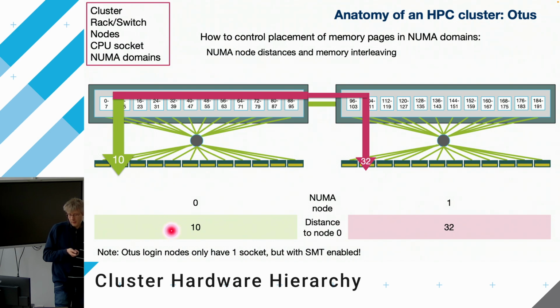Note here that the Otus login nodes have only one socket. So if you look at the CPU cores and so on, you will see the same number of logical CPU cores, because on the login nodes SMT, simultaneous multithreading, is enabled, but actually there's only one physical core on the login nodes. So this is not true for the compute nodes, where your calculation will also take place.